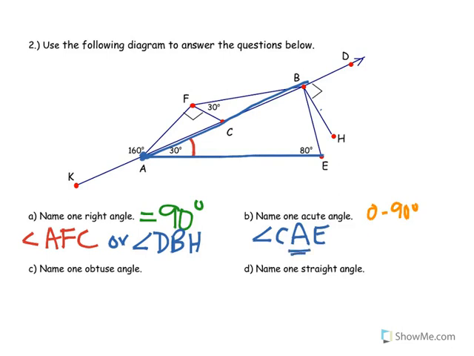Remember, the vertex always has to go in the middle there. Again, you could have had other options. You could have done CFB or BEA, right? But we only needed one.